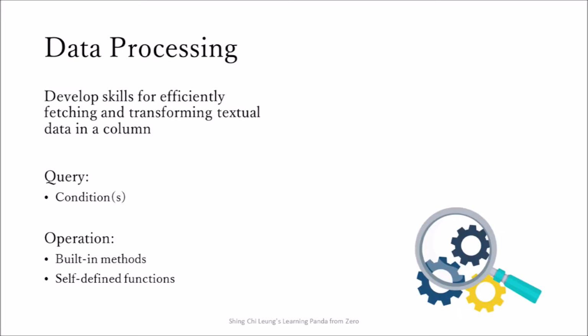Now we will do something more. In this chapter, we will introduce two concepts. First, we will demonstrate how to use conditions to filter the data frame so that you collect rows which satisfy the specified conditions. Second, we will cover both the built-in methods for string operation and how to use a self-defined function to change the textual data.